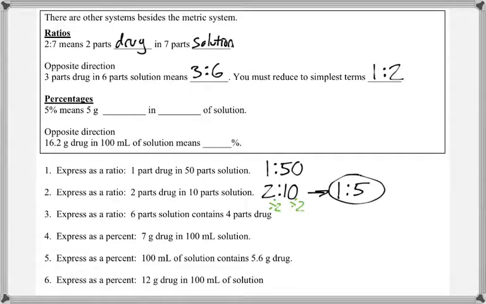Number 3, express as a ratio 6-part solution contains 4 parts drug. So they're kind of trying to trick us here because it's the parts drug that should always come first in the ratio, but they're listing it second here. So it's actually 4 to 6 because the drug part always comes first and then the solution. And then this can be reduced to 2 to 3.